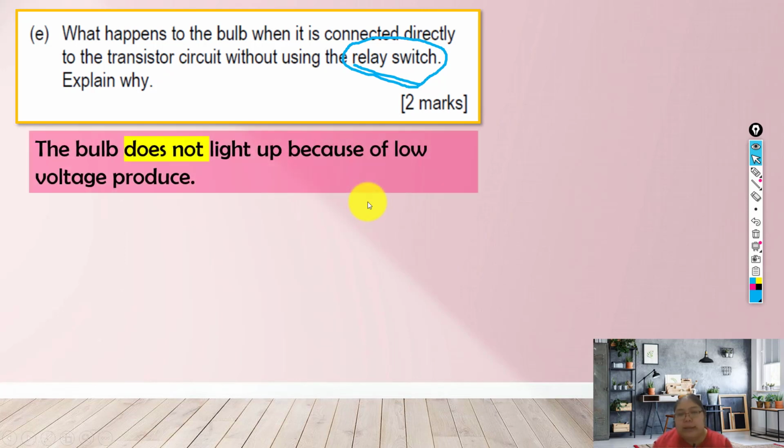The bulb actually does not light up. Why? Because of the low voltage. The total base circuit is just 6 volt, while the bulb needs at least 240 volt to light up. So that means it is not enough to trigger the output voltage. So they must use the relay switch.